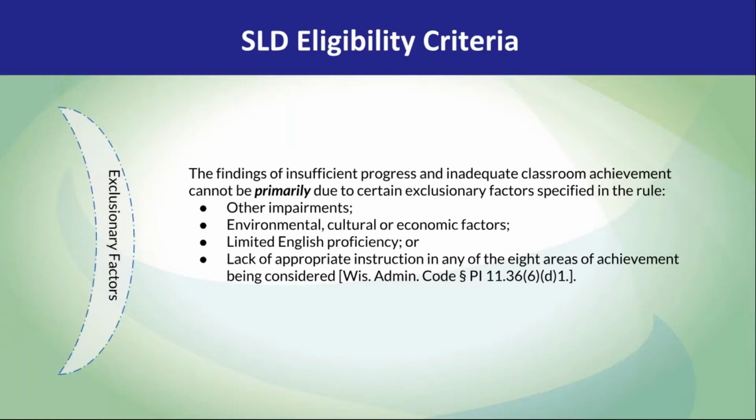Now, what I want to draw your attention to is this idea that the rule is very specific, that it can't be primarily due. And this is something that can trip up schools quite a bit. I'll just be quite frank with you, you'll have many students who have maybe another impairment, or some cultural and economic factors, or are limited English proficient, or maybe have just come from a homeschooling situation or another kind of situation where you're not quite sure what the instruction looked like.